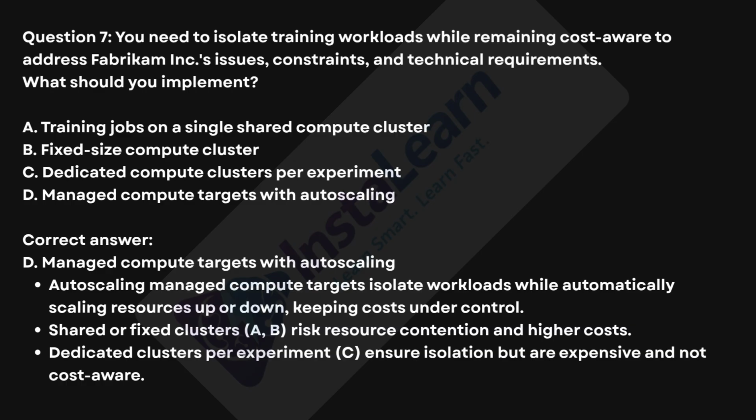Correct answer is D. Managed compute targets with autoscaling. Here's why. Autoscaling managed compute targets isolate workloads while automatically scaling resources up or down, keeping costs under control. Shared or fixed clusters, A, B, risk resource contention and higher costs. Dedicated clusters per experiment, C, ensure isolation but are expensive and not cost-aware.